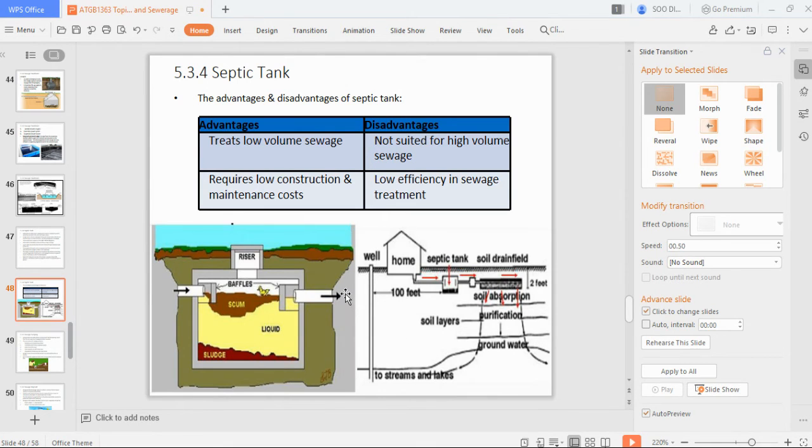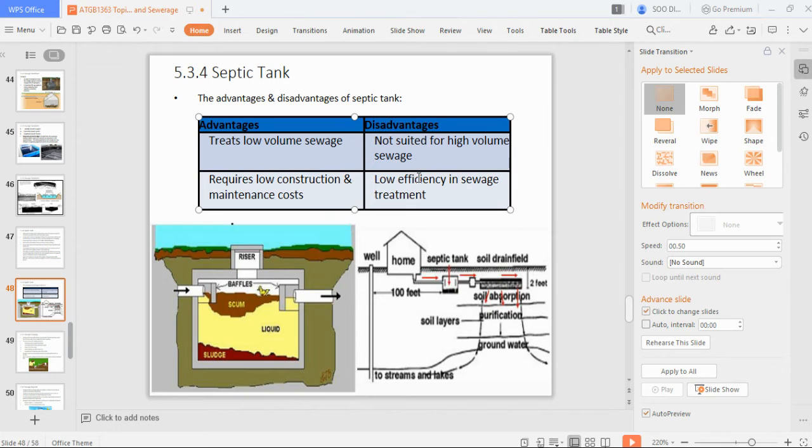So if possible, we do not want to have this lah, because the possibility to pollute the environment is very, very high if this system fails. And this system can fail very, very easily lah. So there are advantages and disadvantages to this septic tank. They are able to treat low volume of sewage and require low construction and maintenance costs, but they are not suitable for high volume of sewage, and also have low efficiency in sewage treatment. What it means by low efficiency is that it's not able to treat sewage properly. So it actually requires a very, very long time to treat it.